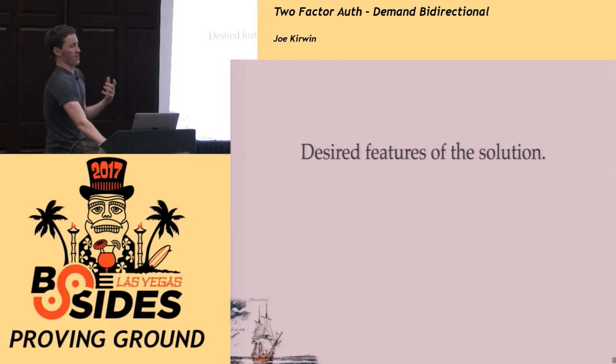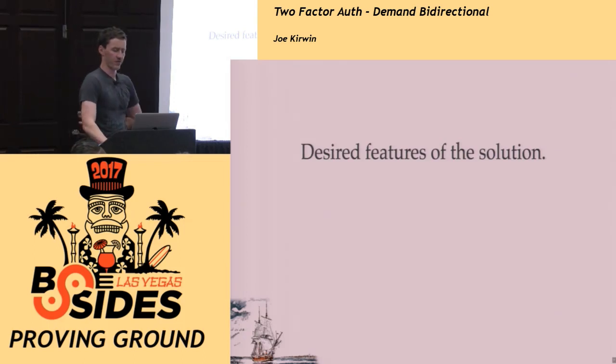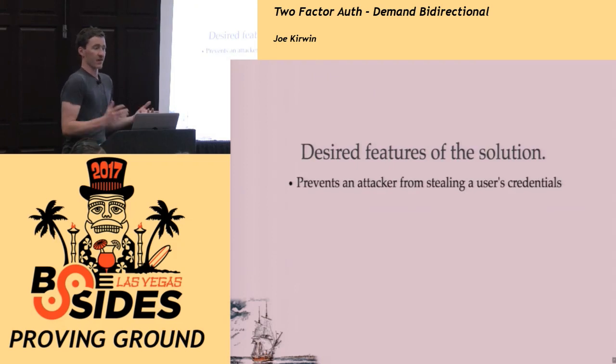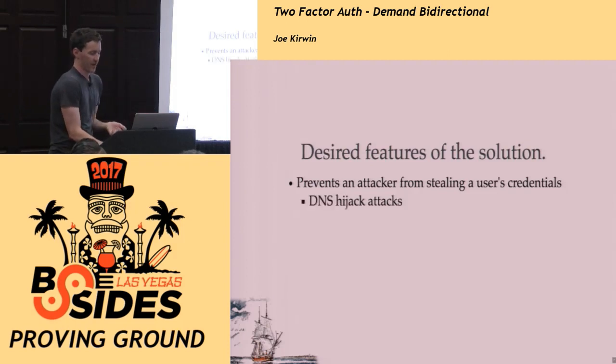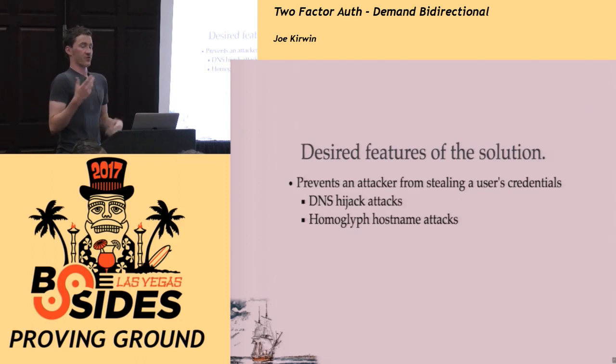So when I was thinking of the issues here, I thought of the desired features of the solution that we'd want. Firstly, obviously, we wanted to protect from an attacker stealing the user's credentials, so the primary factors. And that would be via DNS hijack attacks, so whether that's some sort of DNS changer malware, some other router hacks, etc. We'd also want homoglyph hostname protection, which, contrary to popular belief, is not something TLS would give us. With TLS, you can have a secure channel to a bad place, right? It doesn't help with that.